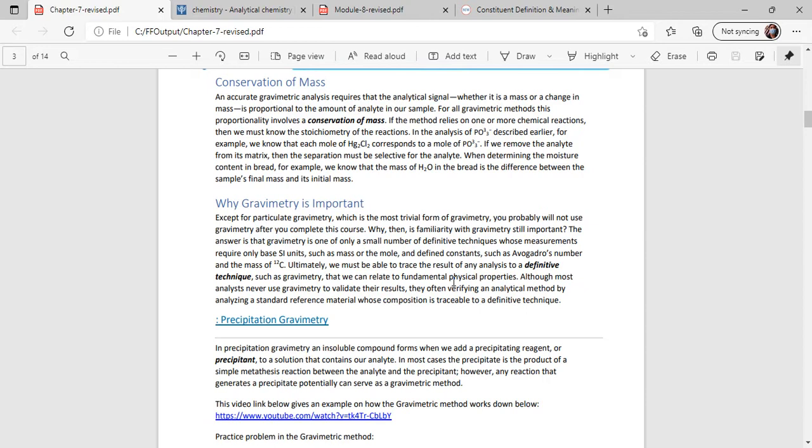So you have here, let's now continue. So why then is familiarity with gravimetry still important?